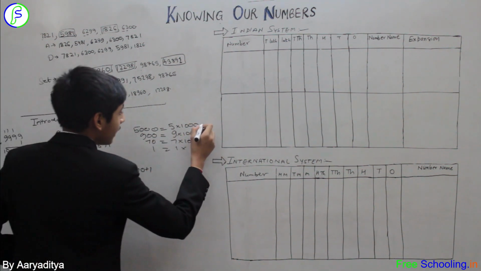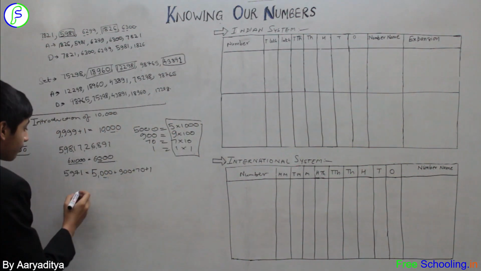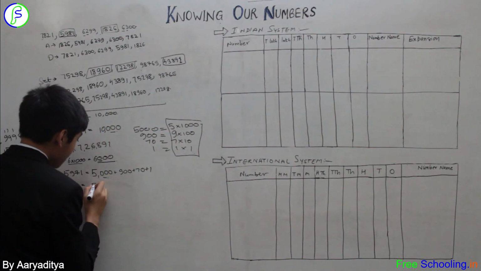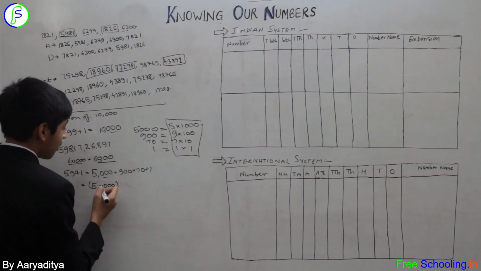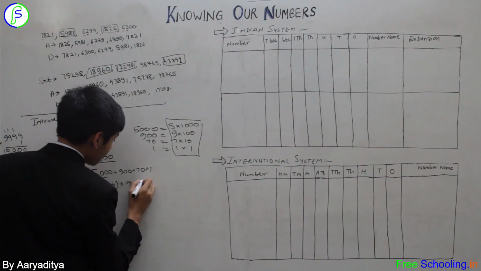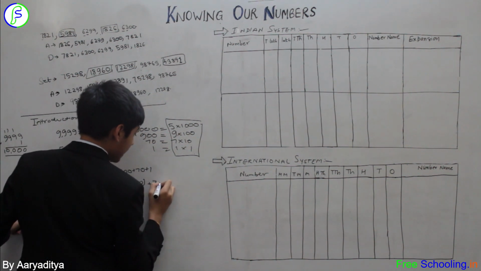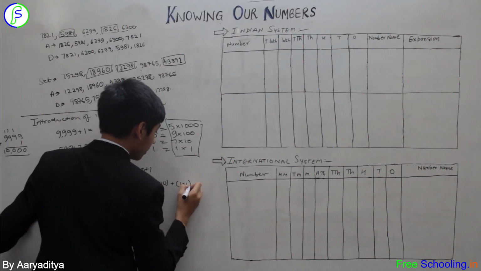So when we take this all into our expansion, what do we get? This would be 5 into 1000. You must not forget to put a bracket after each place value of each digit. We get 9 into 100, we get 7 into 10, and at last we have 1 into 1.